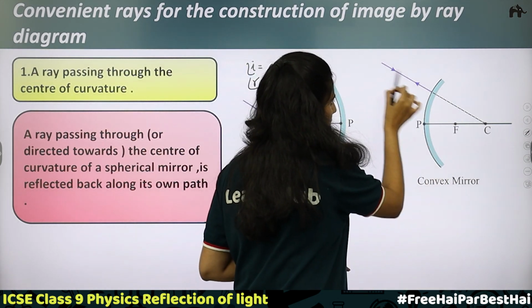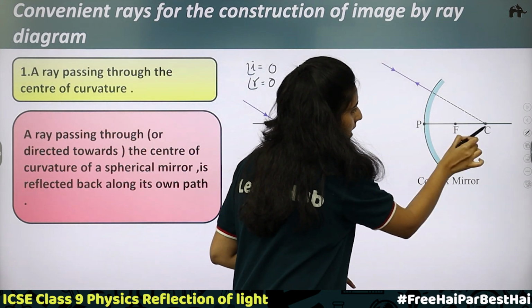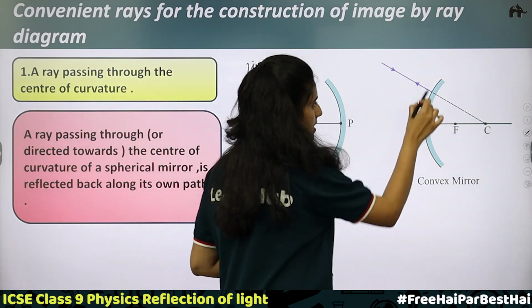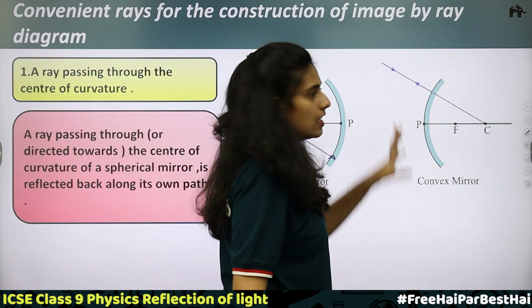Here you can see this is the incident light ray, and this is the normal because it is a line that is passing through the center of curvature and touching the mirror. This is your reflected ray, it is coinciding with the incident ray and the normal.